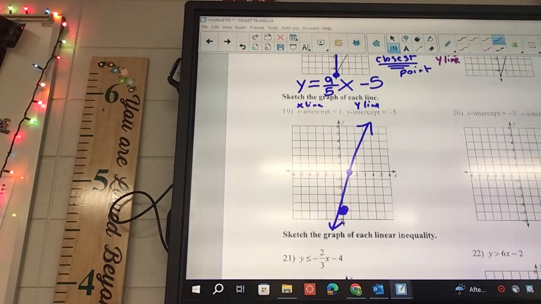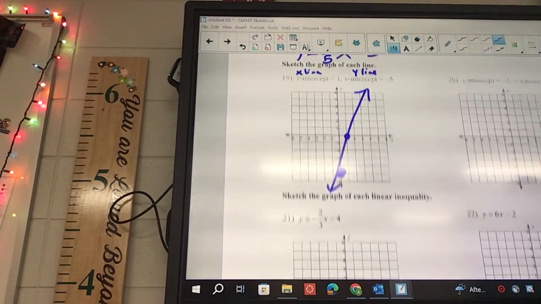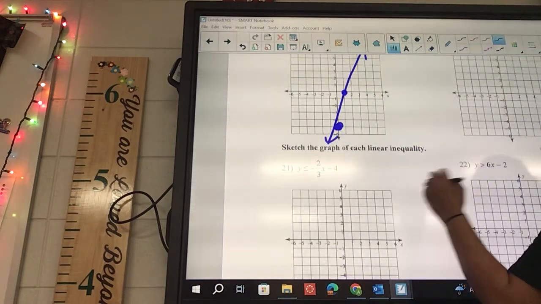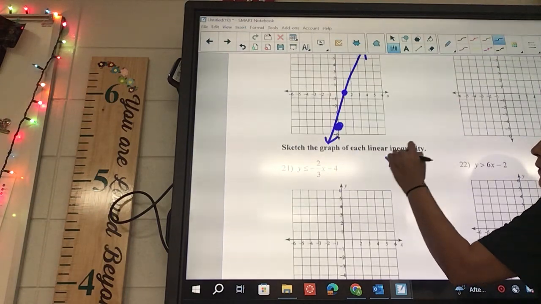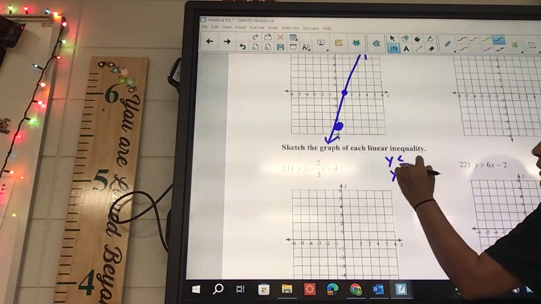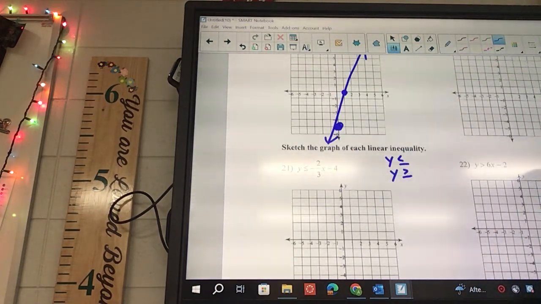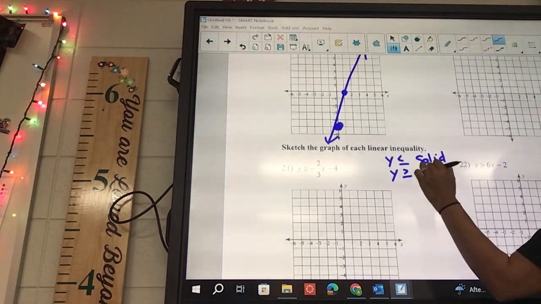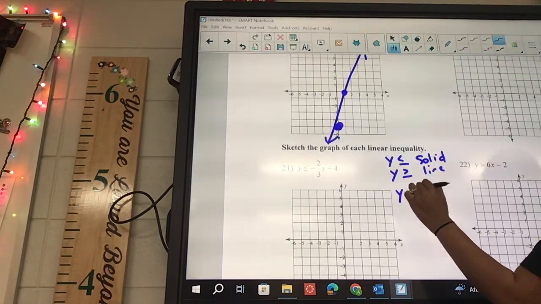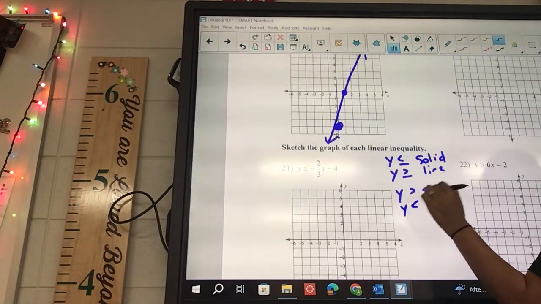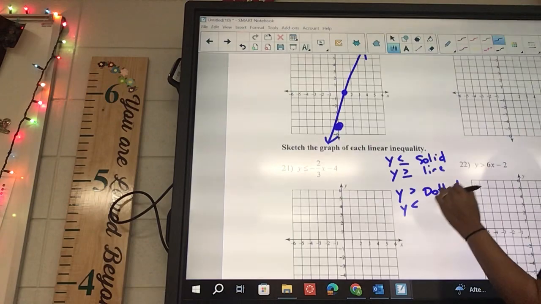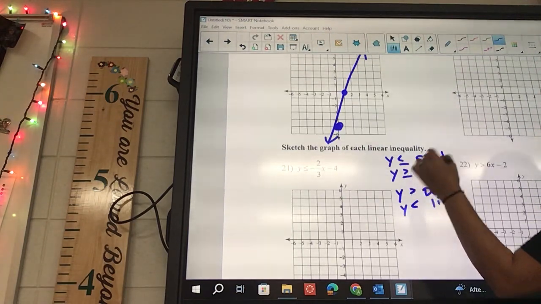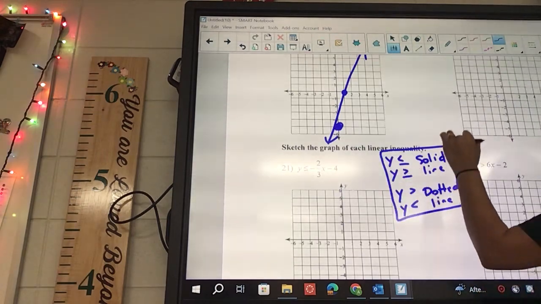Okay, sketch the graph of each linear inequality, okay? So you do need some notes for this one as well. Is that going to be a solid or dotted line? Solid. It is a solid line. And this one is going to be a dotted line. How would you explain the difference between dotted and solid? Line on the bottom. Yeah, so these ones have that line underneath, okay? So that's how we know if it's solid or dotted.